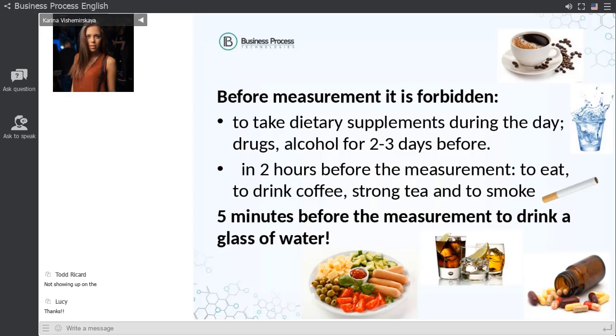In 2 hours before the measurement, you shouldn't eat, or drink coffee or strong tea, or smoke. But at the same time, when you run the test, you shouldn't be hungry. If you run the test at 2 p.m. and you didn't eat anything throughout the day, it's not good. You need to eat something approximately 2 hours before the measurement. This is the perfect condition.